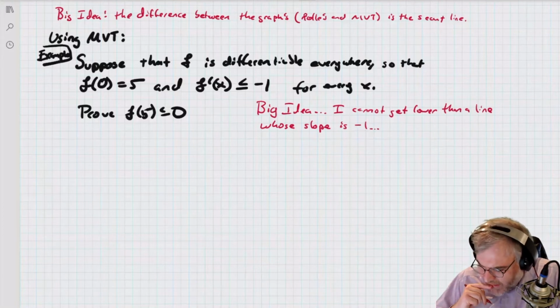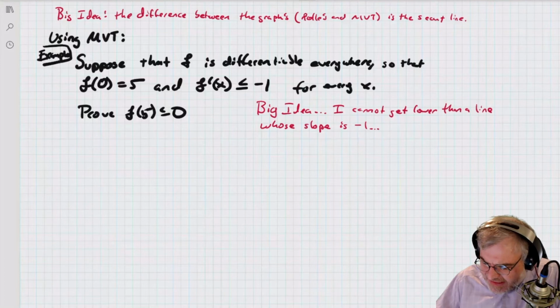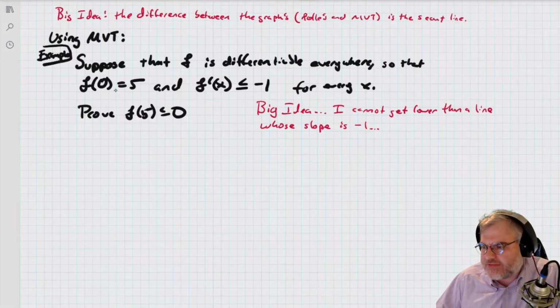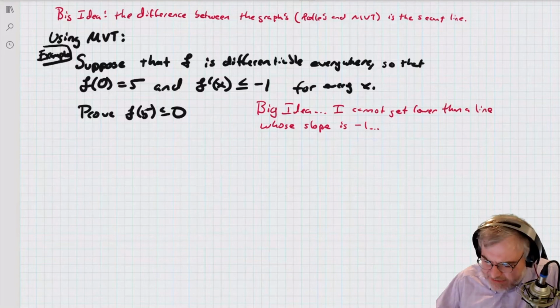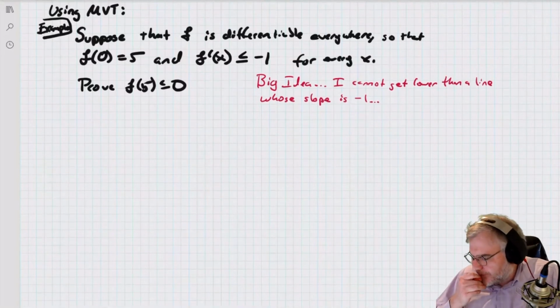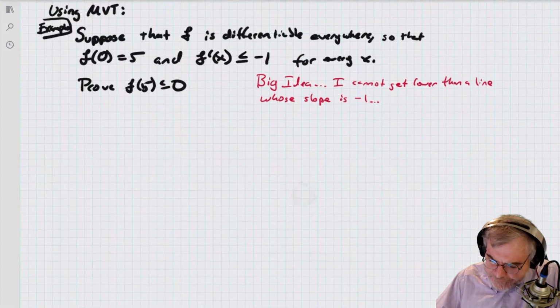Okay. In other words, I cannot get lower than this line. That's the big idea. So how do we do it? Well, suppose otherwise.